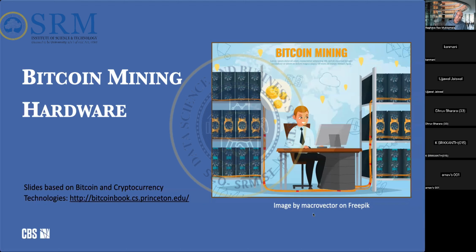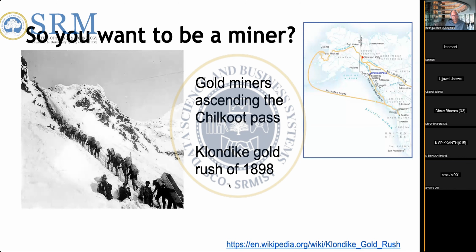Now let us focus more on the hardware part: what type of hardware infrastructure is being used for mining. So before going further, let me remind you about the Chilkoot Pass, which is called the Klondike Gold Rush. So here is the story, right?